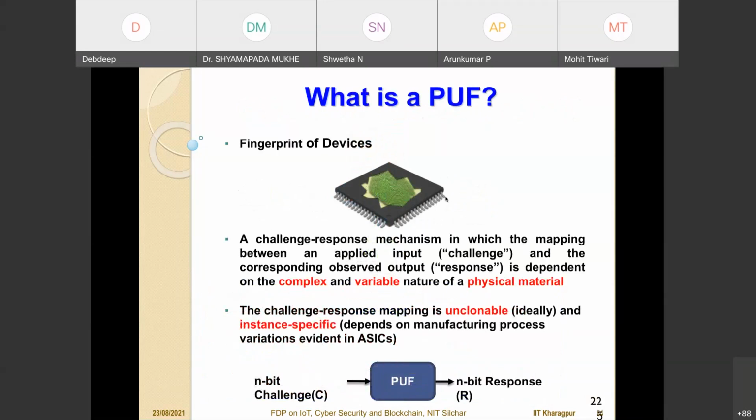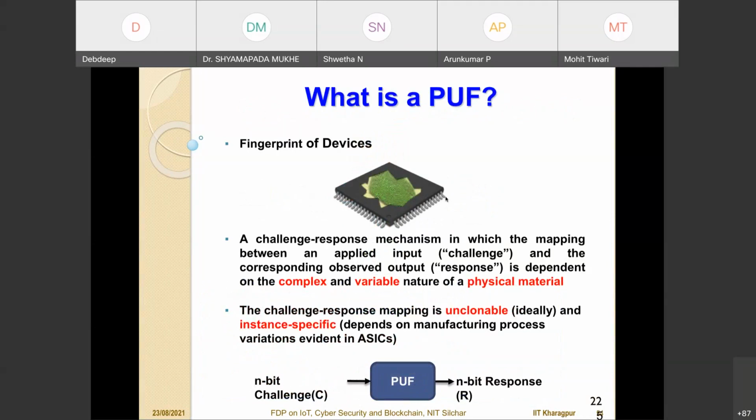Okay, and in a very top level manner, it's like a Boolean function or a Boolean mapping. If I give an input, the challenge, the output is the response. But the response to the challenge mapping is not mathematical. So it is not like it is implementing a mathematical function, but rather it is a circuit which is dependent upon the underlying device physics.